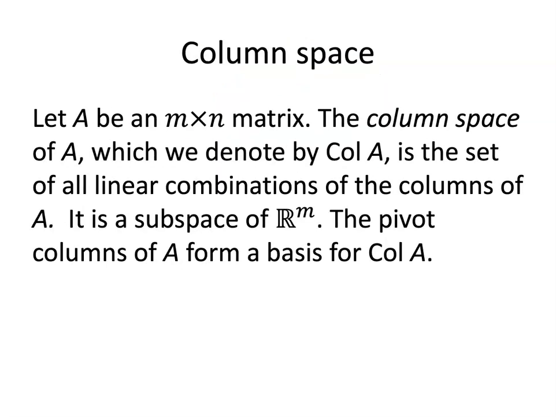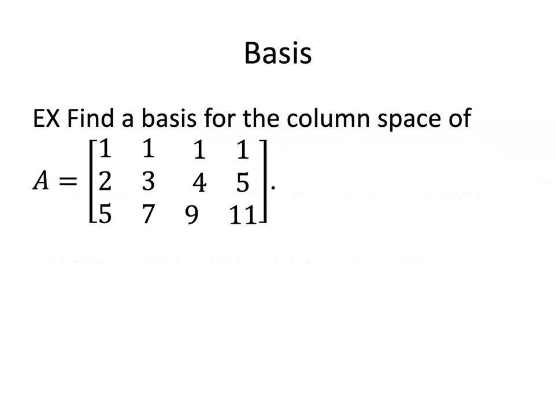Let A be an m by n matrix. The column space of A, which we denote by this symbol, is the set of all linear combinations of the columns of A. It is a subspace of R^m, and that's because A has m rows, and therefore every column has m entries in it. The pivot columns of A form a basis for the column space of A.